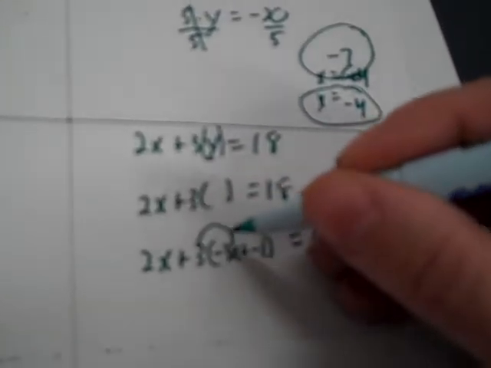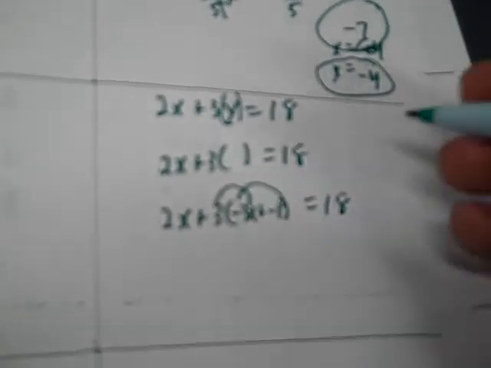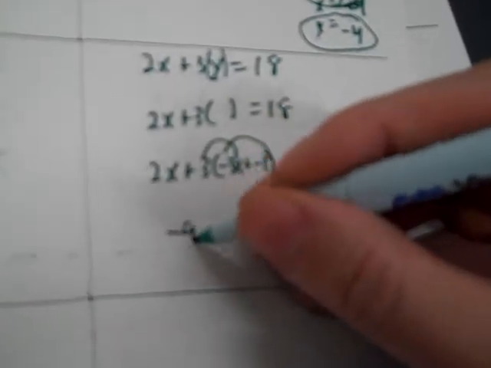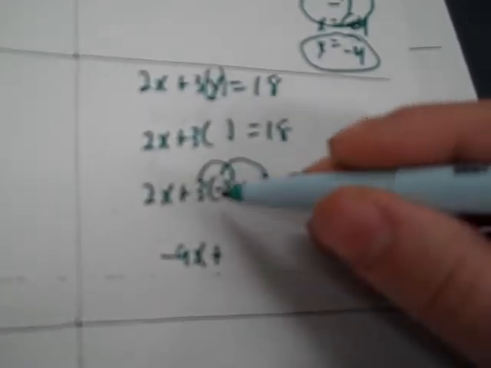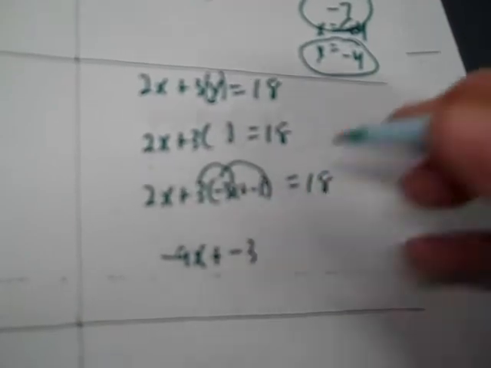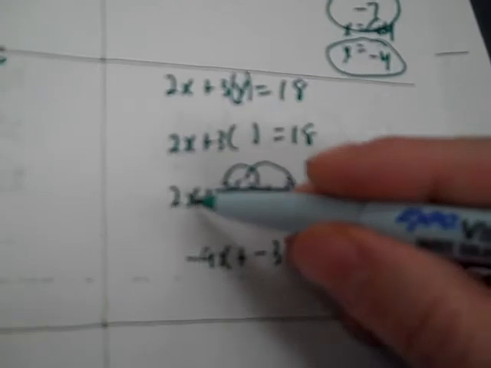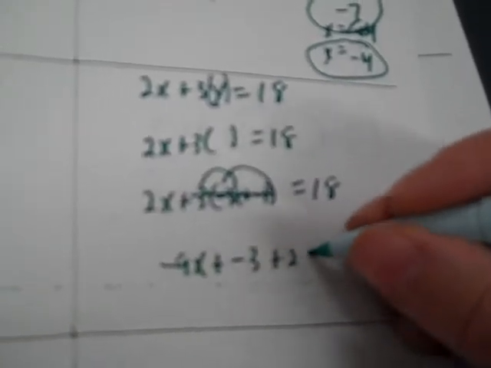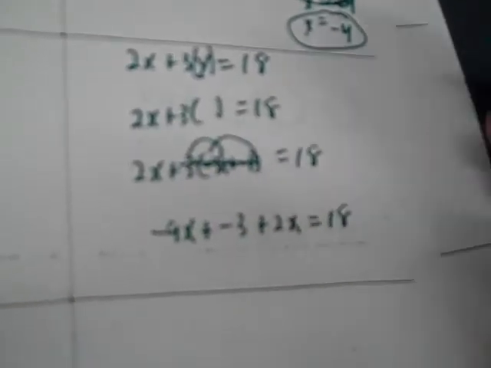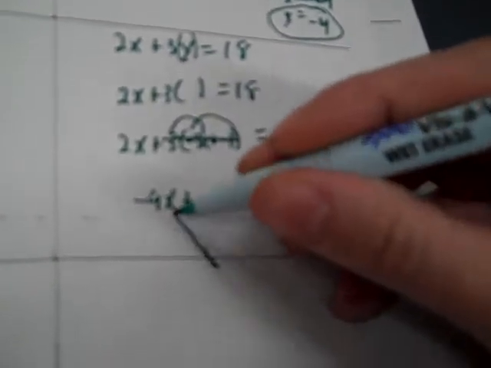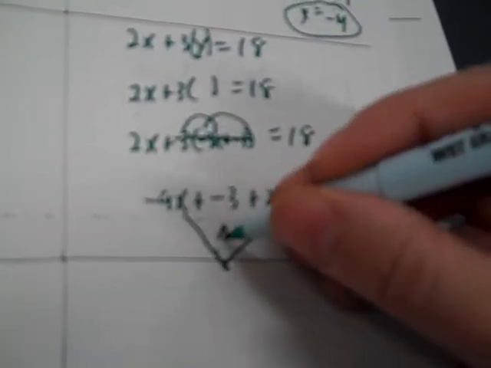3 times -3x is -9x. And 3 times -1 is -3. Before I have equals, I add 2x, and then equals 18. Here are my x's. We can add those together. Negative 9 plus 2, negative 7.